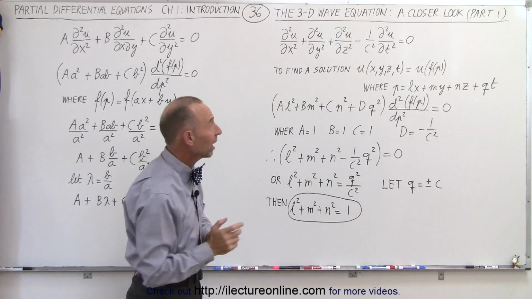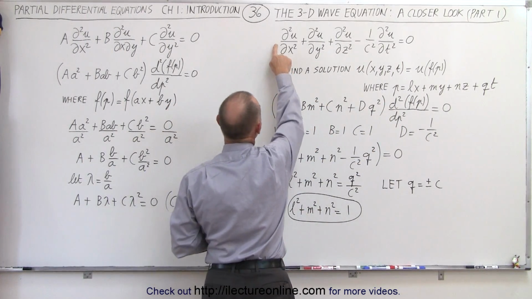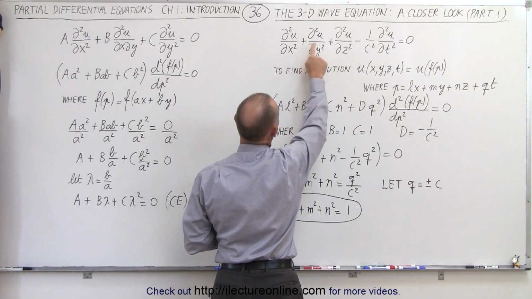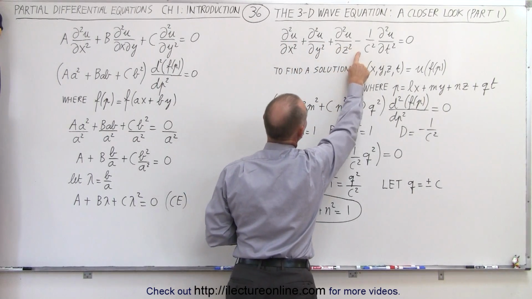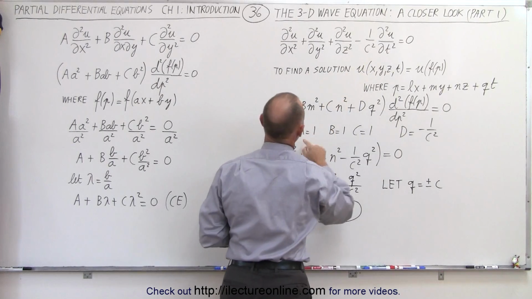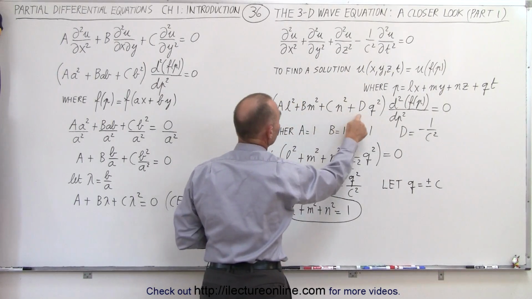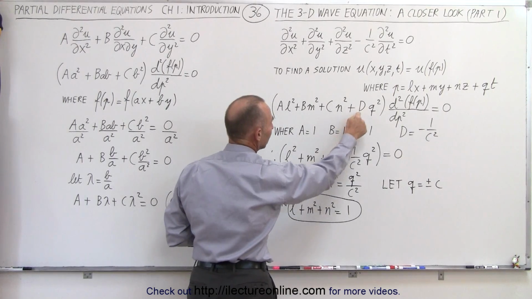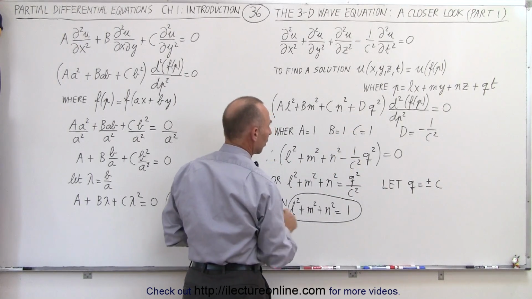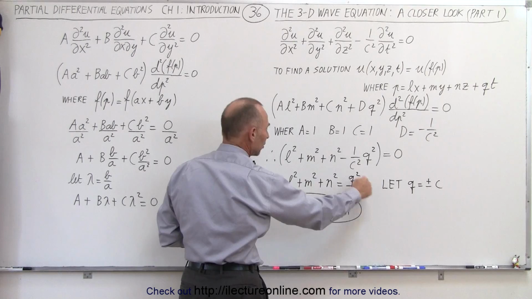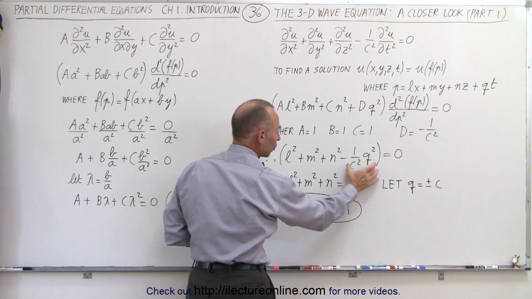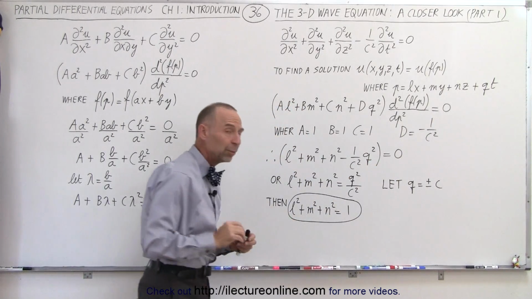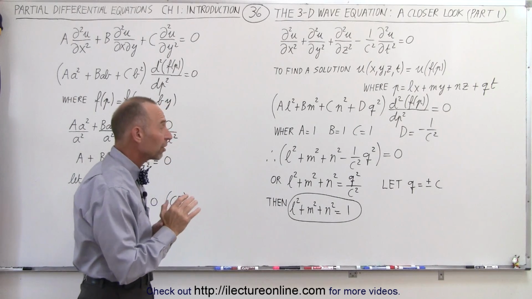Now we understand that the constants here, a is equal to 1, b is equal to 1, c is equal to 1, and d is equal to minus 1 over c squared. So when we replace a, b, c, and d of that equation, a is 1, b is 1, c is 1, and d is negative 1 over c squared. So the equation then becomes like this. We move this term over to the right side, and then we make one more approximation.